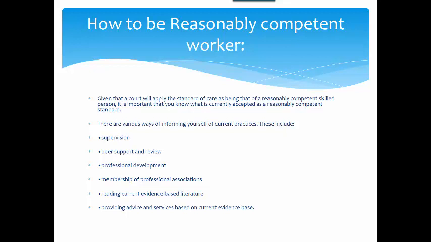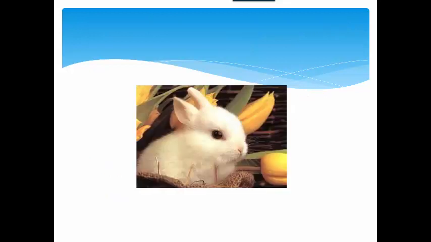Obviously, following current evidence-based literature, we're a science practitioner model, so we're looking at where is the evidence for this and looking at genuine research and studies that support certain practices that we may be using, and providing advice and services based on current evidence base. So obviously it goes without saying that we should always be operating within that area as a therapist.